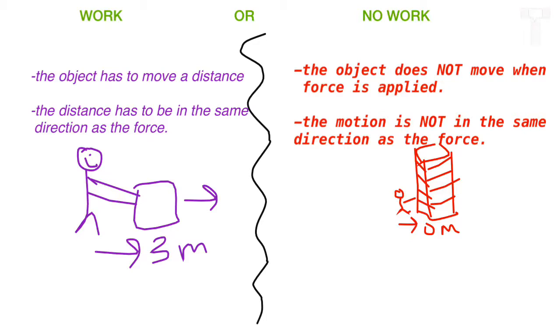So let's focus on the scientific definition a little more. If work is being done, the object has to move. If it stands still, there's no work. So it has to move a distance, and the distance has to be in the same direction as the force, just like in this little purple picture. So in this scenario, work is in progress. But with no work, the object is not moving, even though you push on it. So in the example I have in red, the little guy is pushing the building, but the building's not moving, so there's no work.